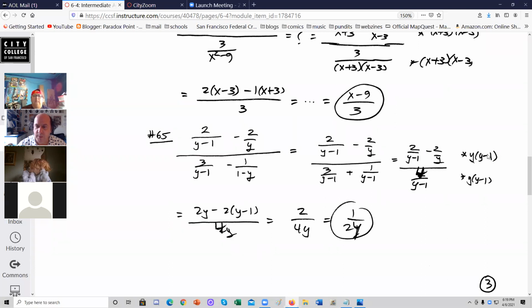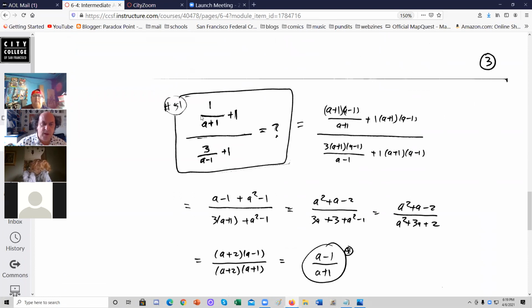For this term, the y minus 1 cancels. We're left with 2y minus. For this term times this, the y's cancel. I'm left with 2 times y minus 1. For this, the y minus 1's cancel, and we're left with 4y. And then, after a little bit of arithmetic, this is 2 over 4y. And after a bit of cancellation, it's 1 divided by 2y. And that's the answer.